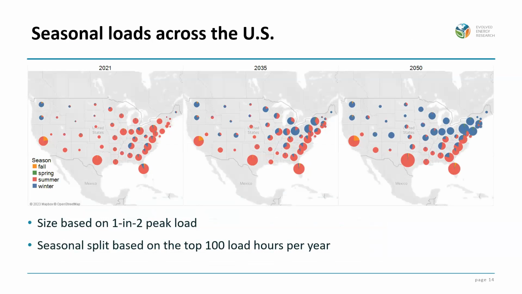This gives you a snapshot of just looking at these peak loads, and now this is for the lower 48 states. The size of each of the pie charts is based on peak load, and the seasonal split between fall, spring, summer, and winter is based on the count of the top 100 load hours across multiple weather years.